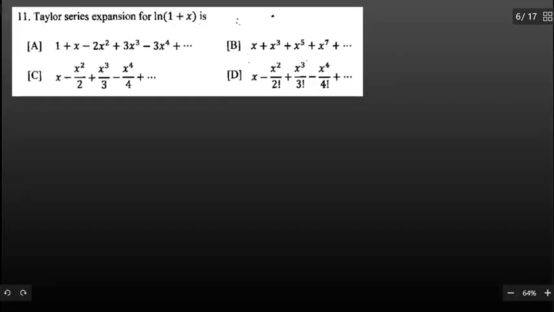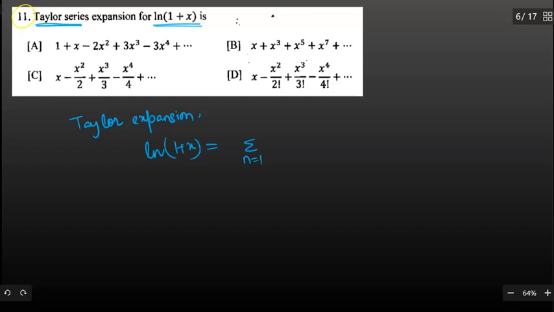Now this is some kind of a memory based question. The Taylor expansion, or Taylor series expansion, for ln 1 plus x is: ln 1 plus x will be equal to sigma, n equals 1 to infinity, minus 1 raised to the power n plus 1 into x raised to the power n divided by n.